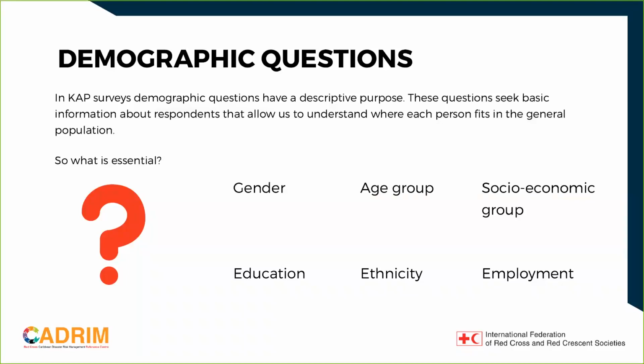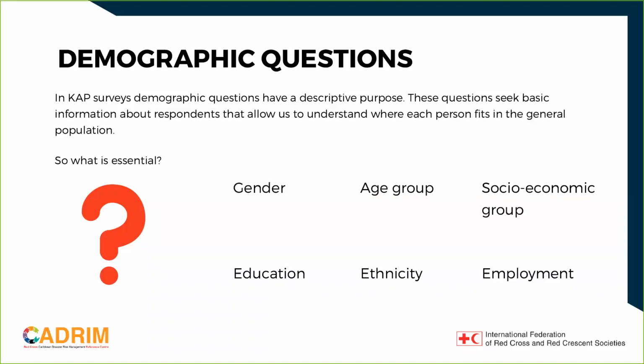So what is generally considered to be essential? Gender, age group, socioeconomic group, education, ethnicity, employment, whether the industry that you work in, what type of job you have. Those are all considered to be some of the top and most popular demographic questions, along with some other questions that we haven't posed here, but I'll read them out to you.